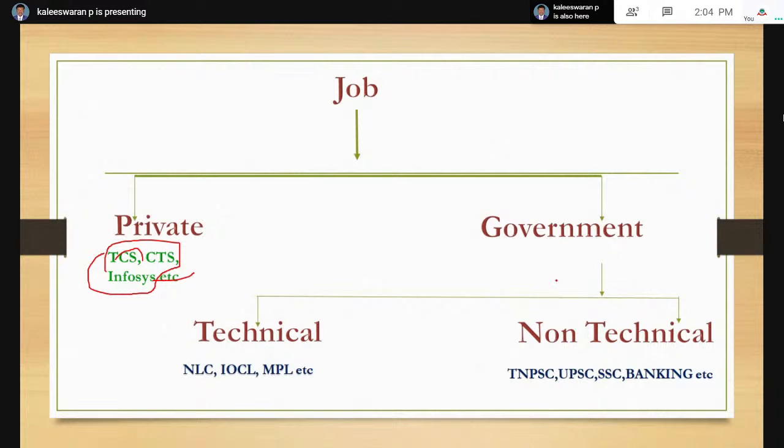The government jobs are further classified into two categories. One is technical government jobs. Technical means engineering oriented jobs: NLC, IOCL, MPL. You need to clear the GATE exam to get a job in these public sectors. And another one is non-technical jobs. Non-technical jobs means TNPSC, UPSC, SSC, and banking. After getting your degree, you are all eligible for jobs in these sectors, but you need to clear various competitive exams.